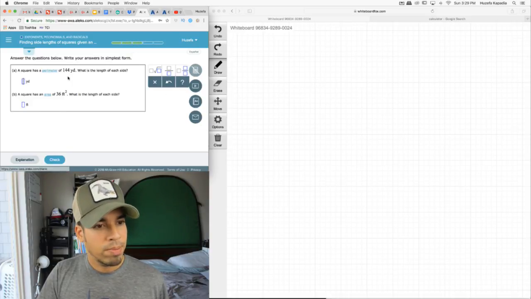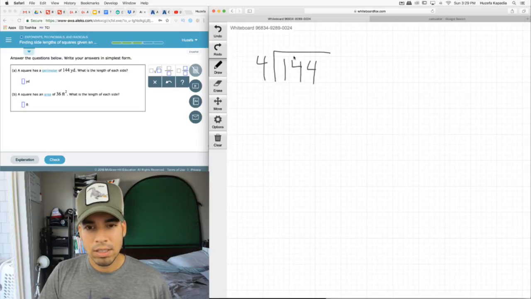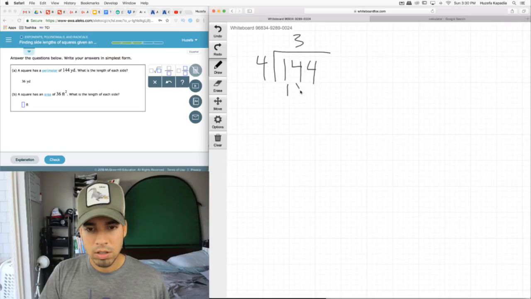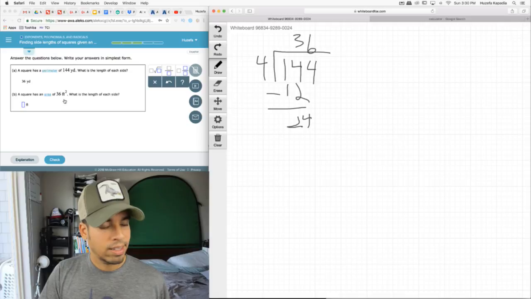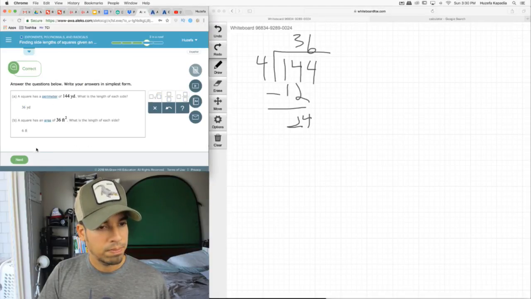Same thing, has a perimeter of 144. So we need to divide this by 4 to get each side length. I believe that is 36. Just double check. Yeah, it's 36. And then it has an area of 36. Take the square root of that to get the side length of 6.